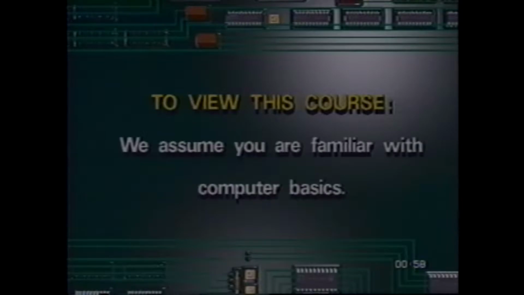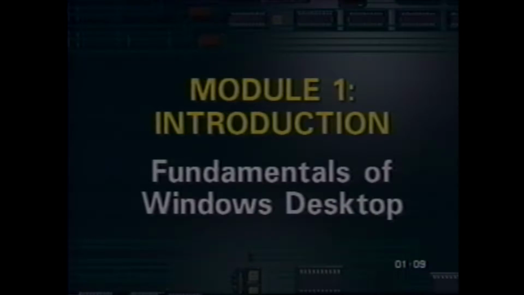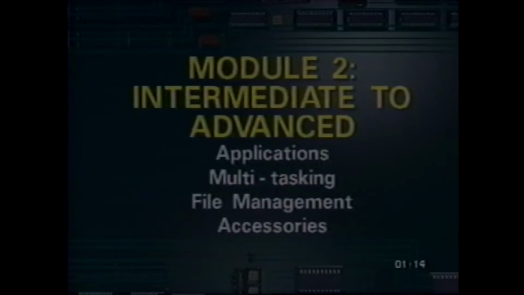But first, a few points about this course. Now, we're assuming you're familiar with computer basics, such as how to turn on your computer and how to use the computer keyboard. For your convenience, we've divided this course into two modules. In the first module, Introduction, you'll receive an introduction to the fundamentals of the Windows desktop. In the second module, Intermediate to Advanced, you'll learn about using Windows and non-Windows applications, multitasking for working with several applications at once, Windows file management features, and Windows accessories. We recommend you resist the urge to skip from topic to topic. For best results, complete the course in the order it's presented.